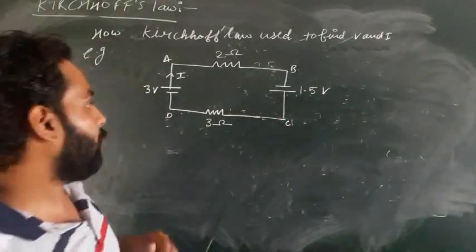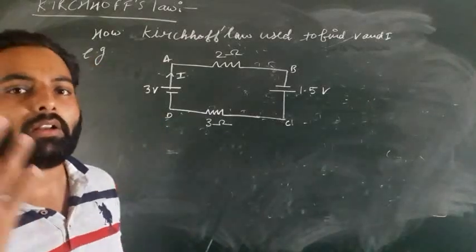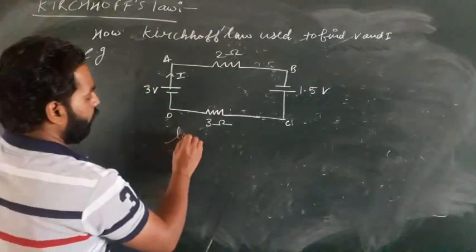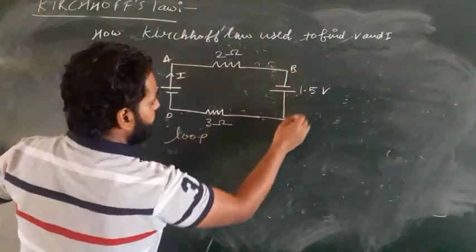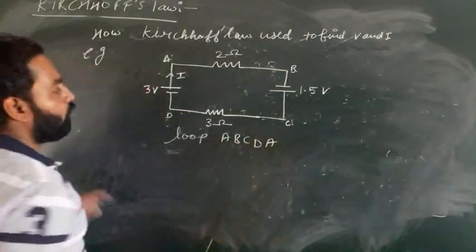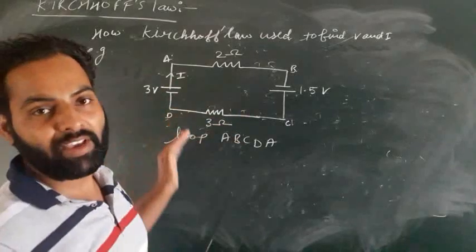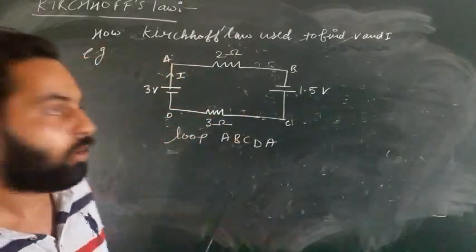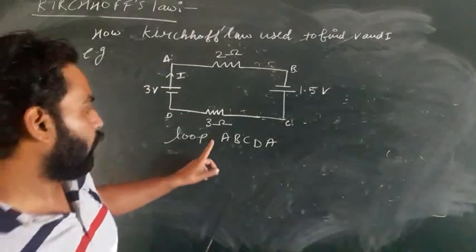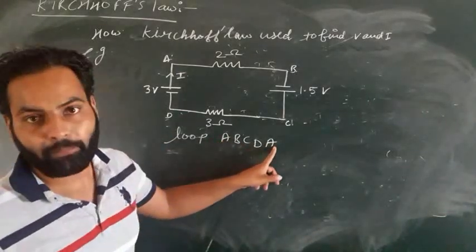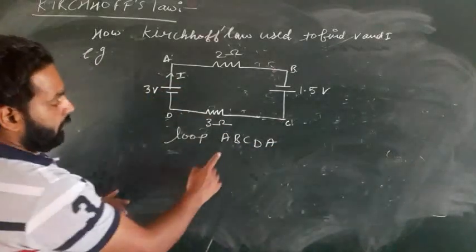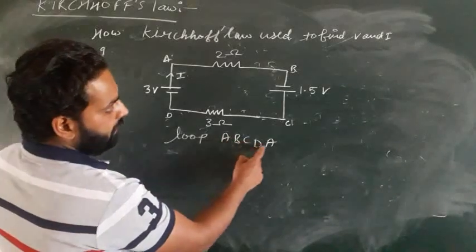Now we have to apply the Kirchhoff law on that. How is that law applied? First of all, you have to choose a loop. So I will choose the loop A, B, C, D, A. First we choose loop A, B, C, D, A and apply the Kirchhoff law on it. First of all, you have to see the loop direction. The loop direction is A, B, C, D, A, and the current direction is the same.